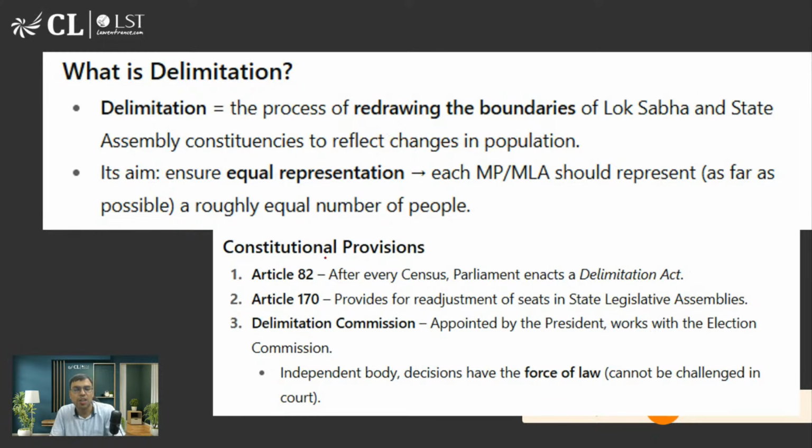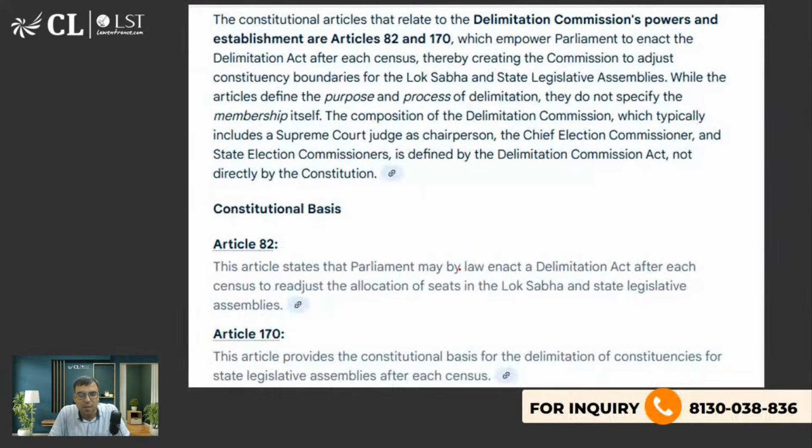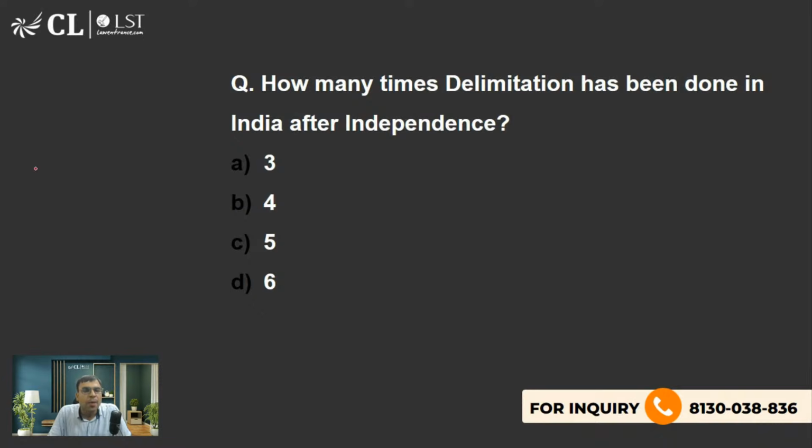Look, Article 82 talks about delimitation at the parliament level and 170 at the state level. ठीक है. Delimitation commission is set up by the President of India, है ना? And these are the members: the serving or a former Supreme Court judge, Chief Election Commissioner, and the State Election Commissioner. Now, please tell me how many delimitations have been done so far.